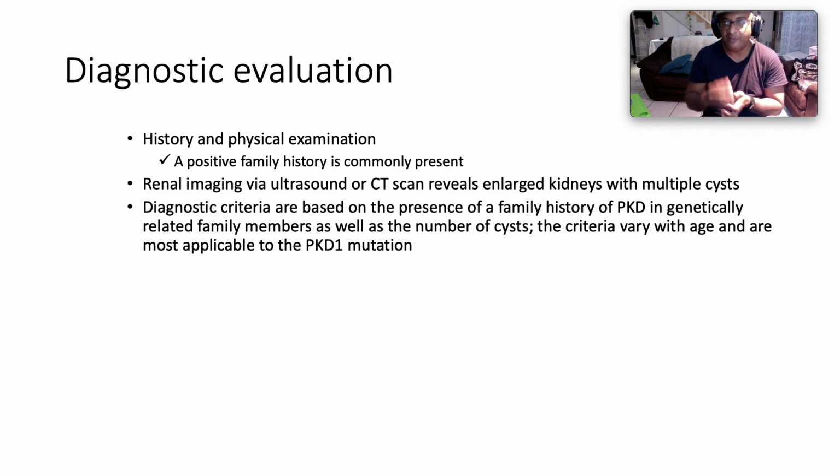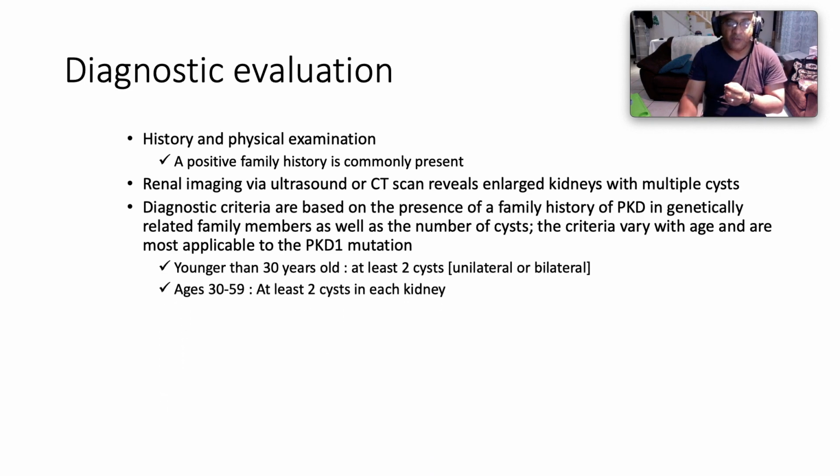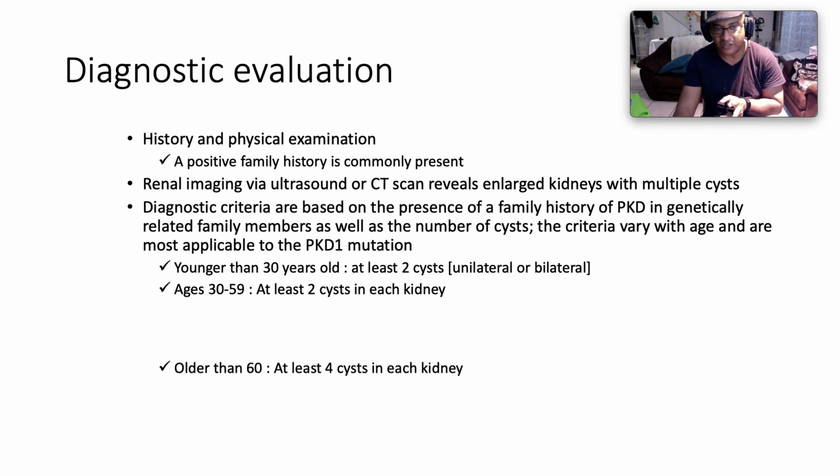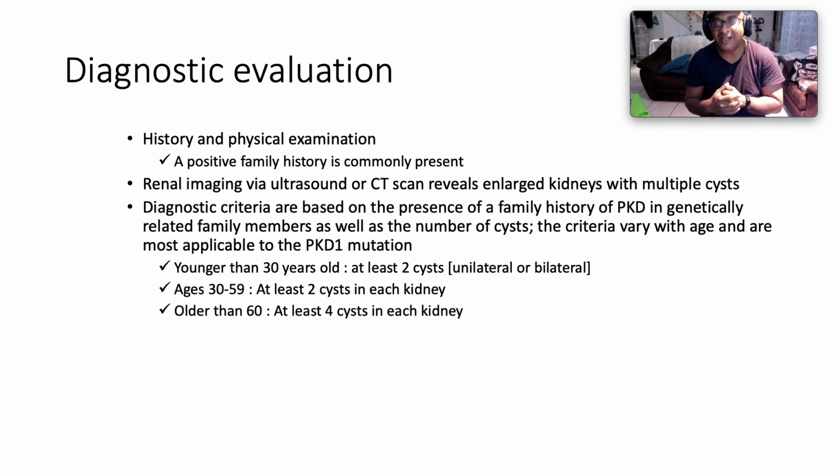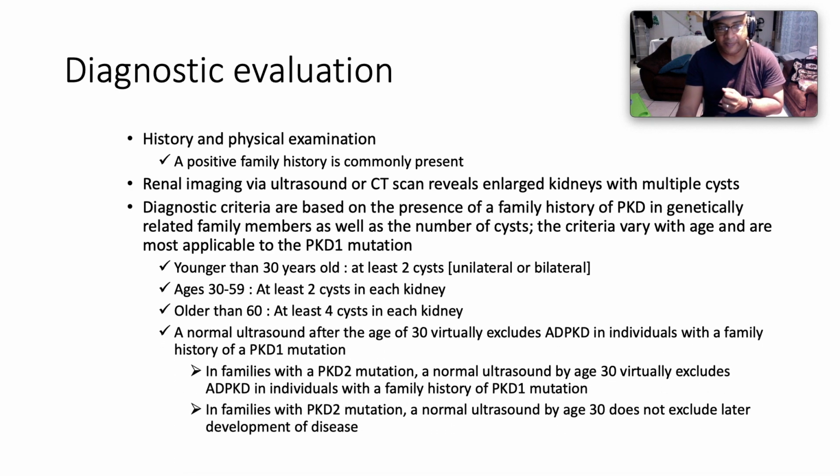The criteria, importantly, vary with age and are most applicable to the PKD1 mutation in ADPKD. If you are younger than 30 years old, you need to have at least 2 cysts, which is uni or bilateral. Between the ages of 30 and 59, you need at least 2 cysts bilaterally. If you're older than 60, you need at least 4 cysts in each kidney. A normal ultrasound after the age of 30 virtually excludes autosomal dominant polycystic kidney disease in persons with a family history of a PKD1 mutation.